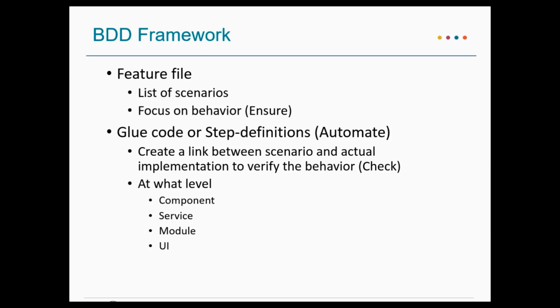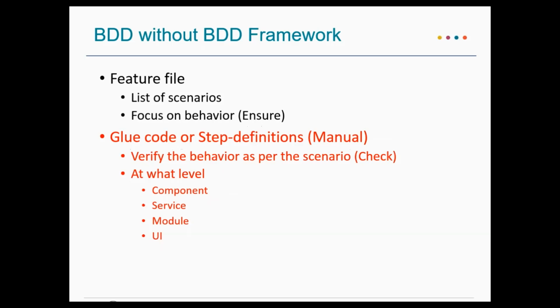Because we have to look at what level we can verify those behaviors. If I can verify at module level, let's go at that level. If I can verify at some API or service level, let's go for that. If I can verify at component level, let's go for that, right? The whole intention is to verify the application behavior. We are not going to do functional testing there. That's why in this slide I have mentioned component, service, module, UI. We need to find out the level, and accordingly we should bind those scenarios.